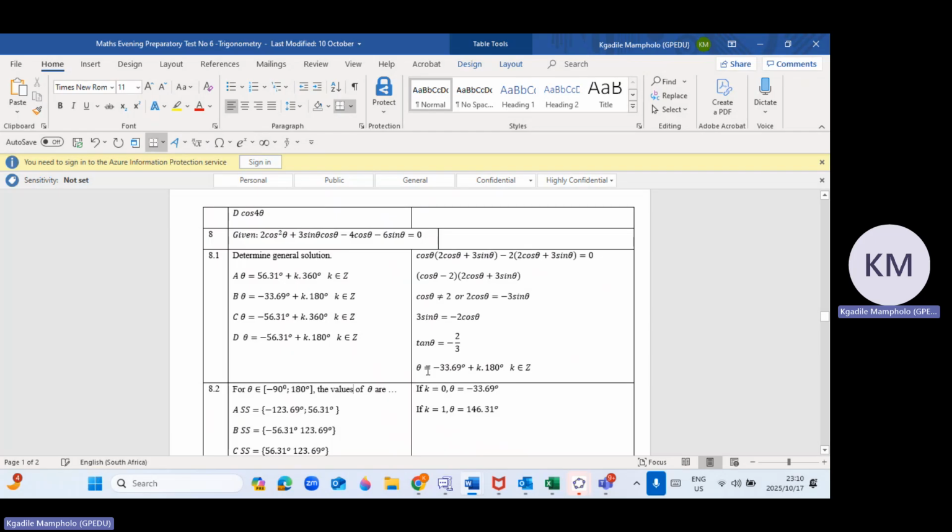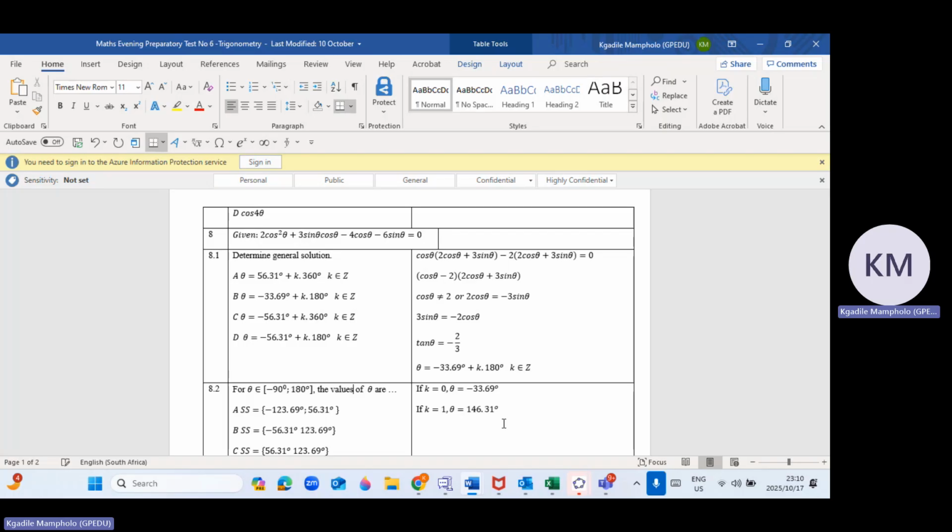After you tested 0, you go to 1. 1 times 180 is 180. 180 minus 33.69 is 146.31. So when you find the specific solution, you just go to the general solution and play with k.